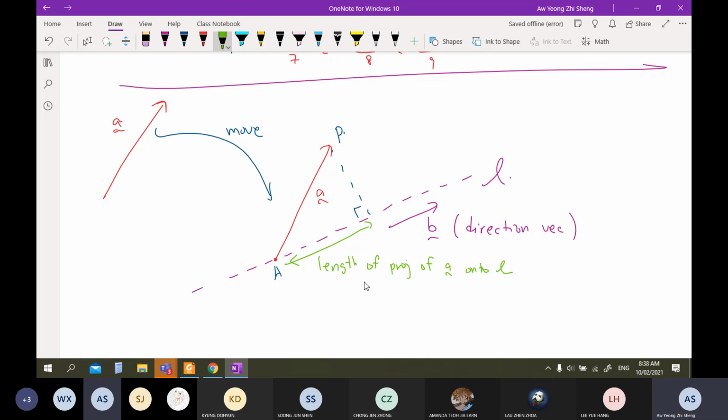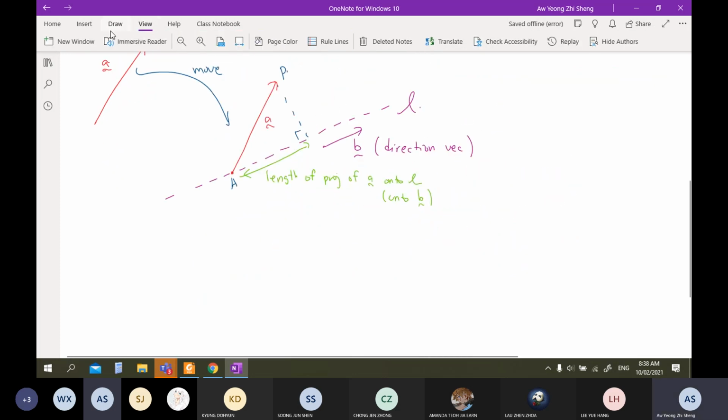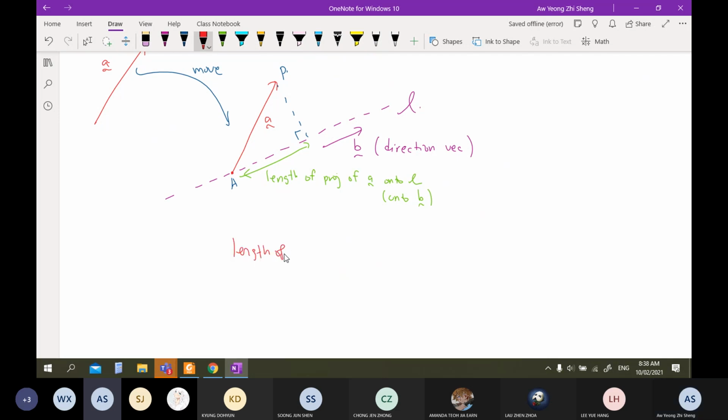We can also say this is the length of projection of A onto the vector B. It means the same thing. The formula for length of projection will be the modulus of A dot B, over the modulus of B. The modulus at the bottom means length, the modulus at the top is the usual modulus that converts a negative number to become positive.